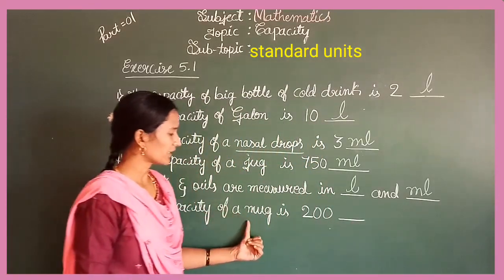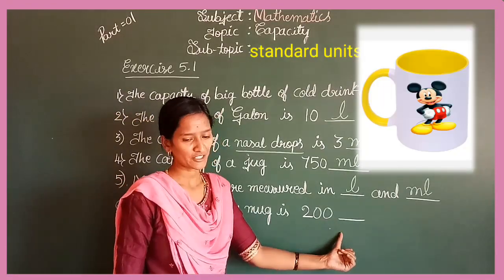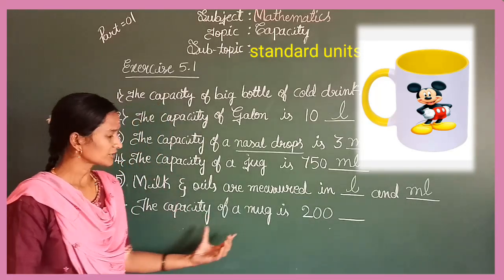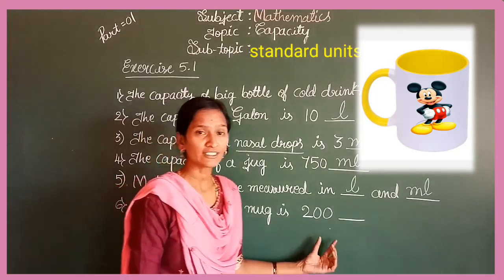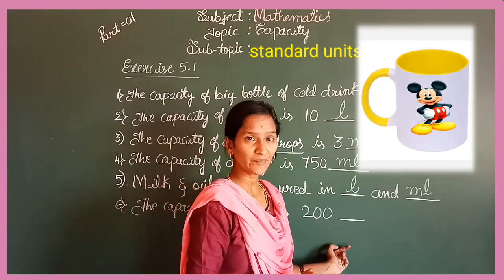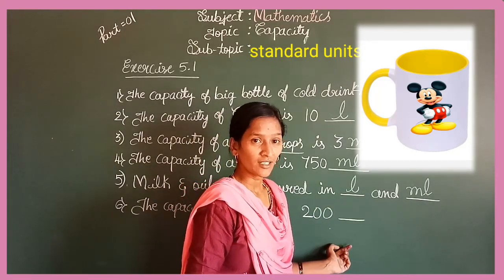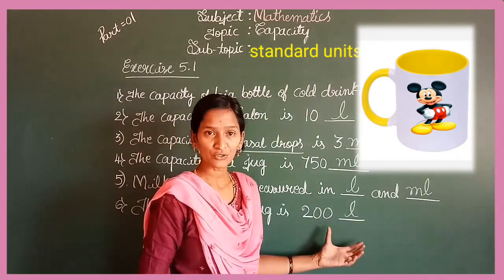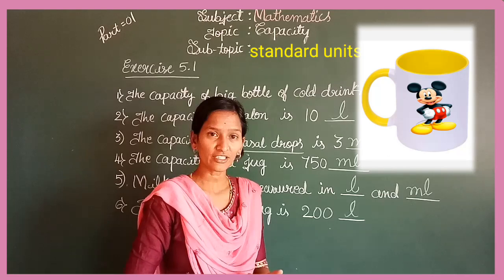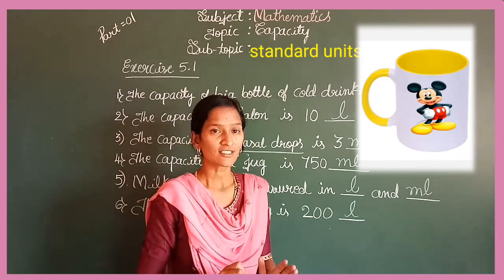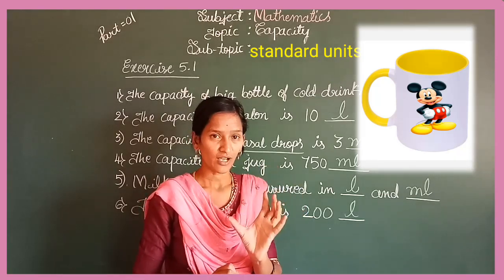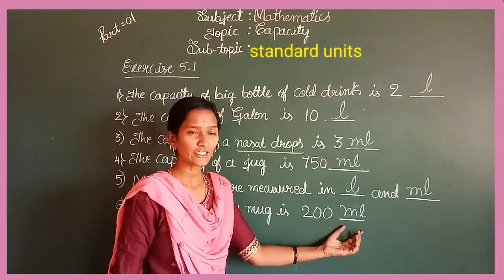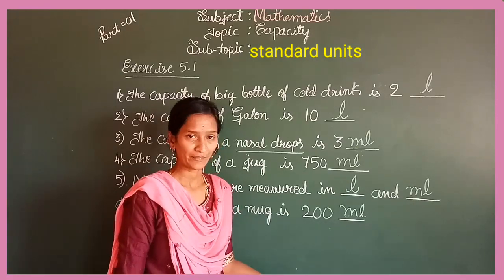The capacity of a mug is 200 dash. See, observe here, this is a mug, right? The capacity of this mug is 200 liter or milliliter? It is milliliter. See, for example, if you add liter, can this hold 200 liter of water? It is not possible, because the size is very small. So you have to add milliliter to this. It is 200 milliliter. Right, students?